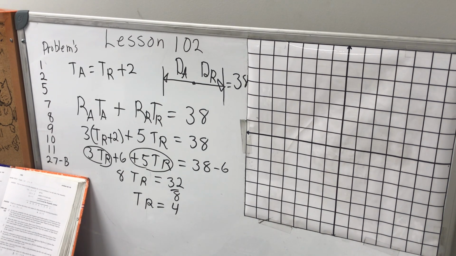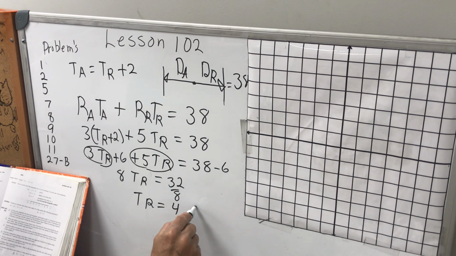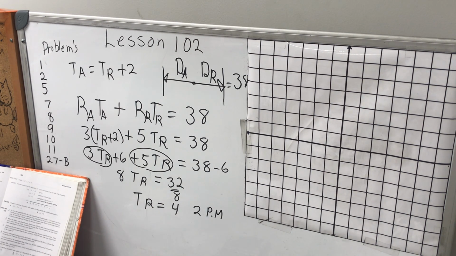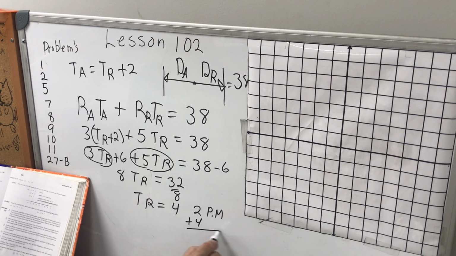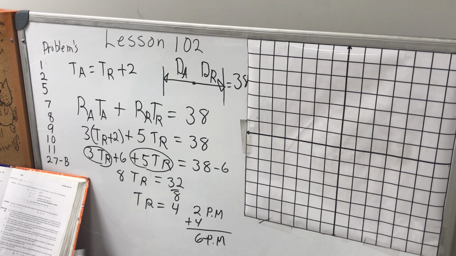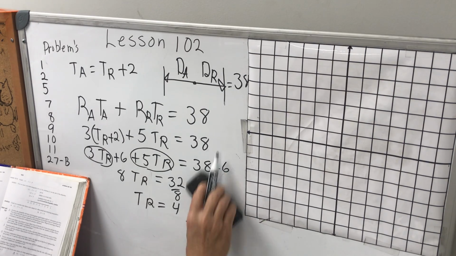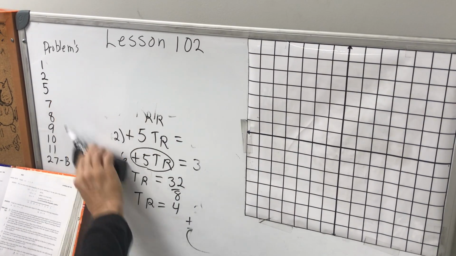Up here, so if we have TR equals 4, what time did the raccoon leave? He left at 2 p.m. and it took him 4 hours, so plus 4 hours, that's going to be 6 p.m. when this finalized, 6 p.m. And if we would do the same with the other one, we would find out that it also comes out to 6 p.m. So there's your answer. 6 p.m. is when they became 38 kilometers apart.